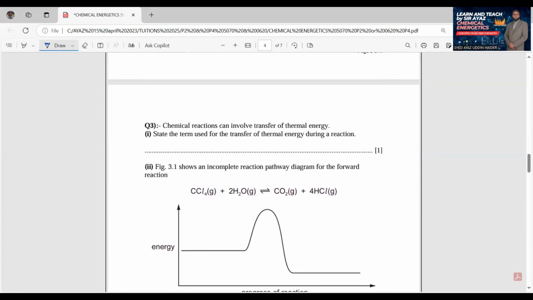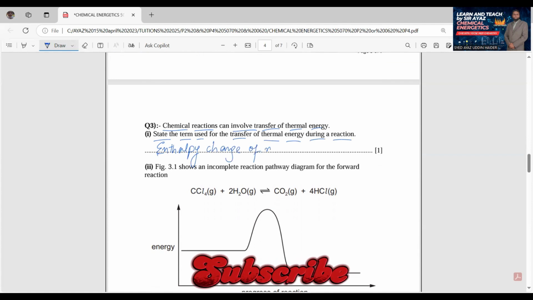Question number 3. Chemical reactions can involve transfer of thermal energy. Number 1, state the term used for the transfer of thermal energy during a reaction. Call it enthalpy change of reaction. We'll write enthalpy change of reaction.